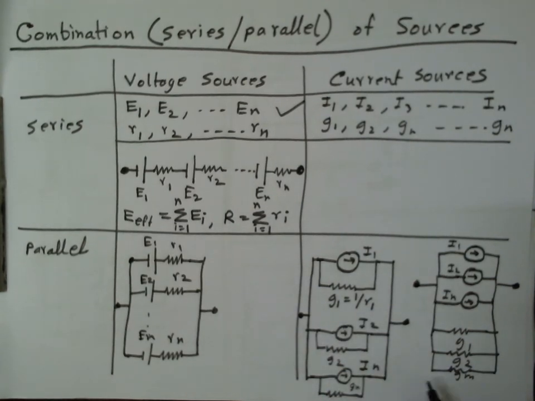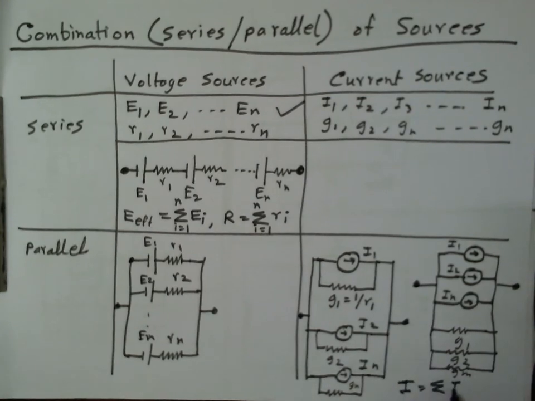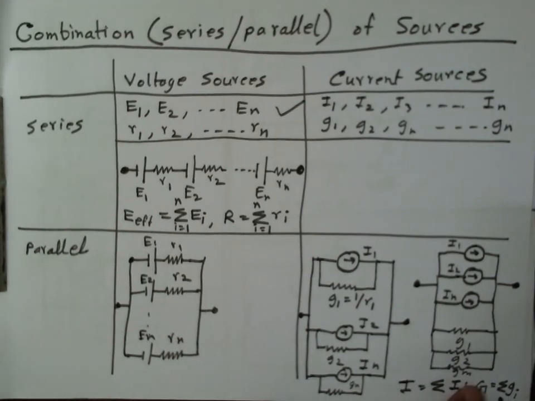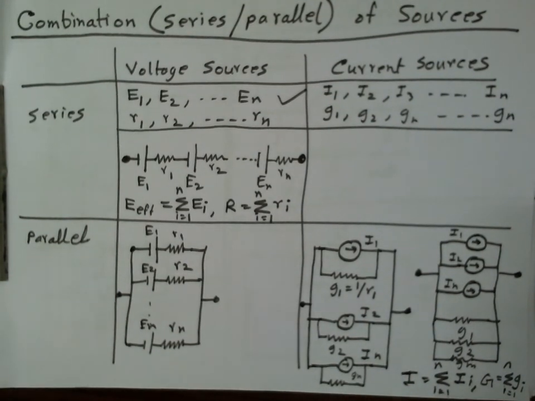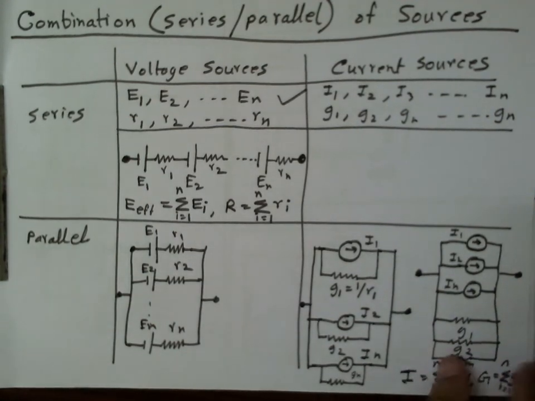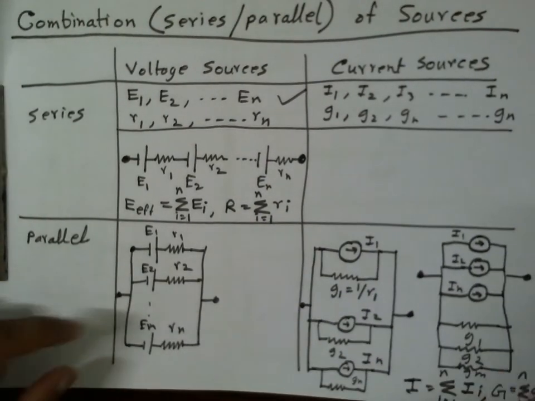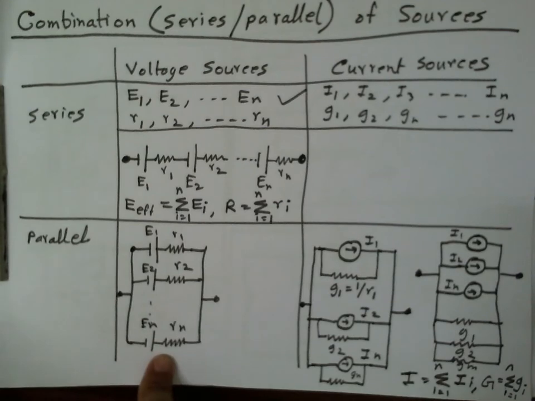So then this is equivalent to a single current source I equal to the sum over Ii, and a conductance G equals the sum over all Gi, where i equals 1 to N, here again i equals 1 to N. Okay. So this is again quite simple, quite straightforward. Now let us consider this case.